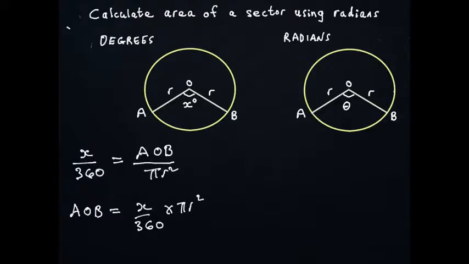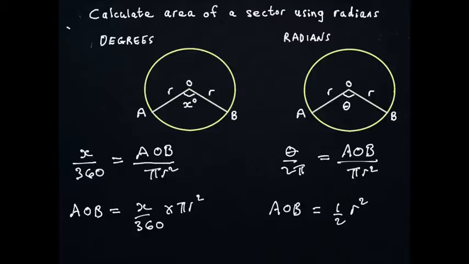Working in radians, we have the pair of equivalent fractions theta over 2 pi is going to be equal to the area of the sector AOB divided by pi r squared, which gives us that the area of the sector AOB is going to be given by the formula a half r squared theta.